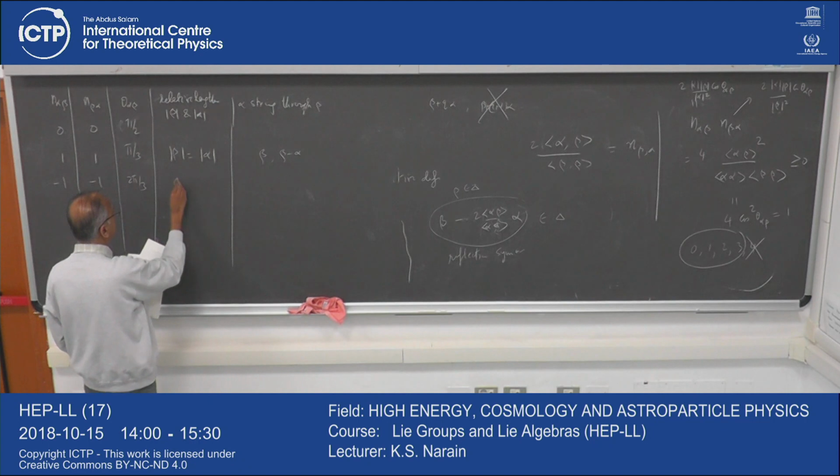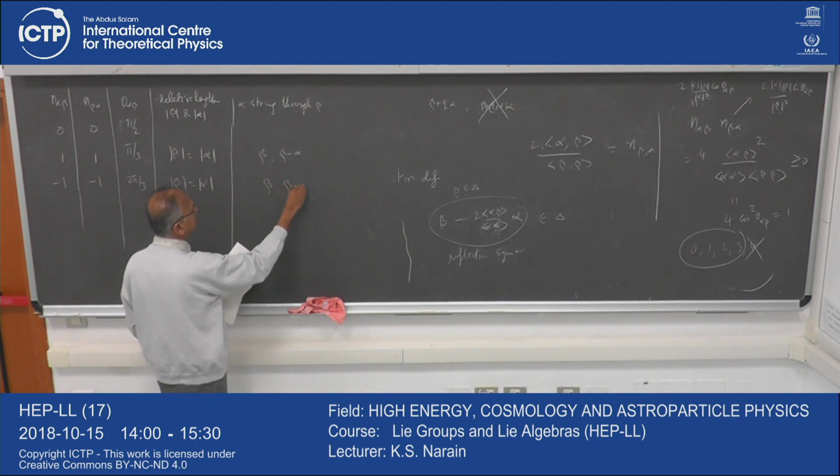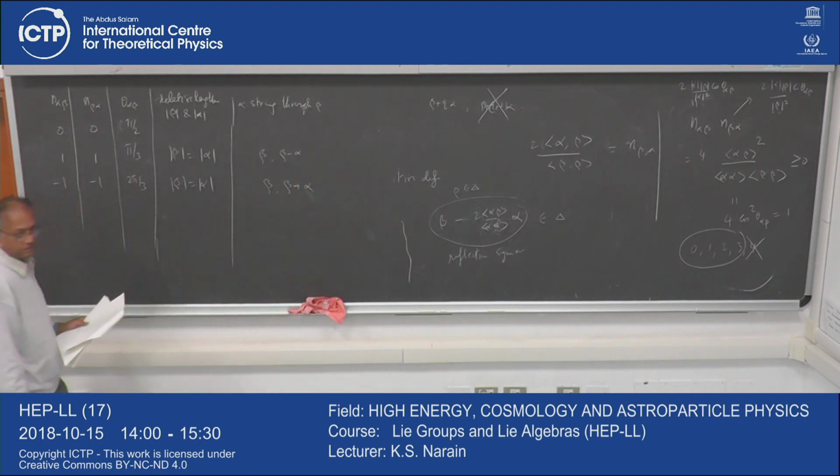So again, the length is the same. And this time you'll have beta and beta plus alpha, from the previous discussion. Because this is negative, so beta plus alpha.